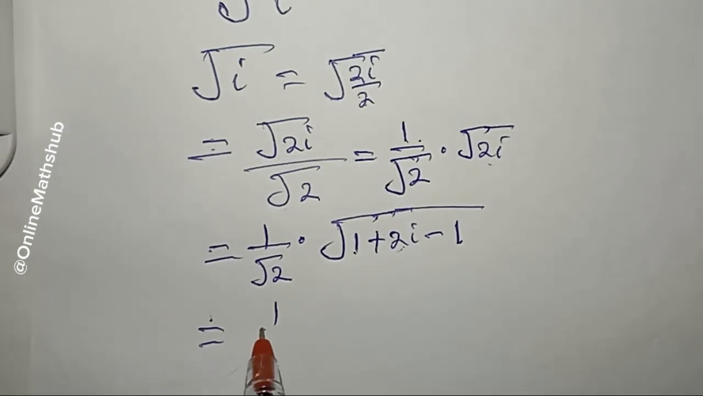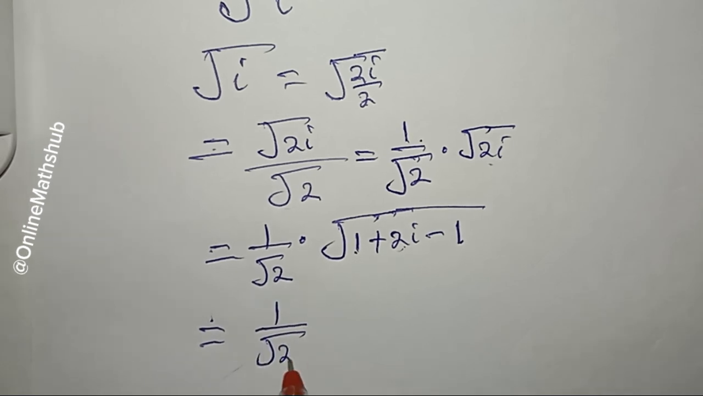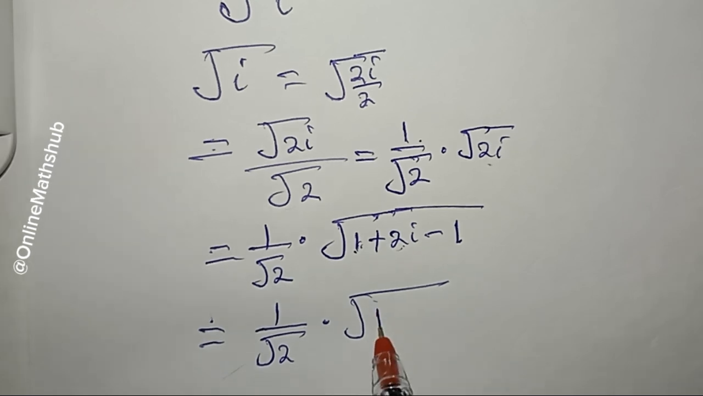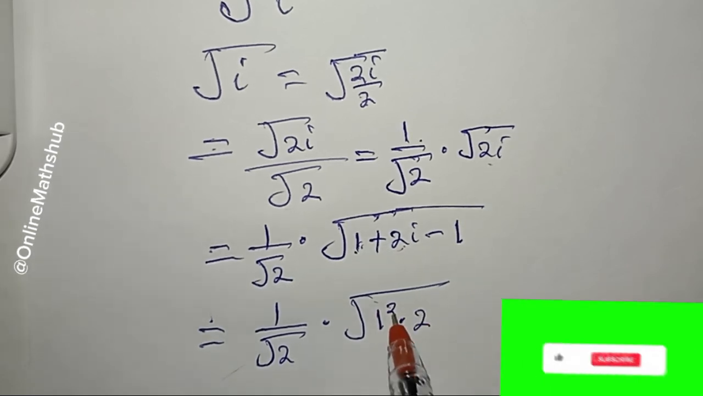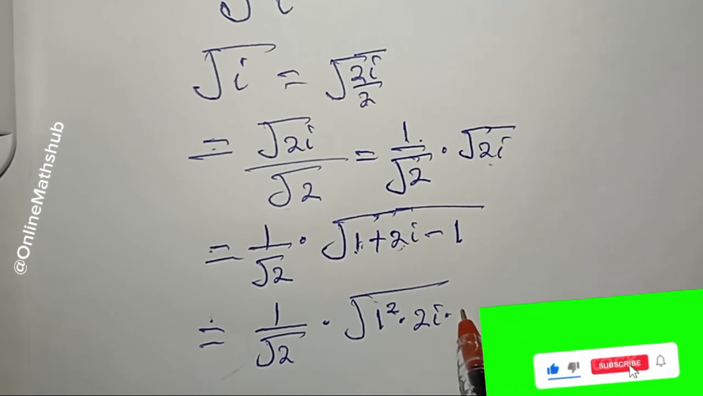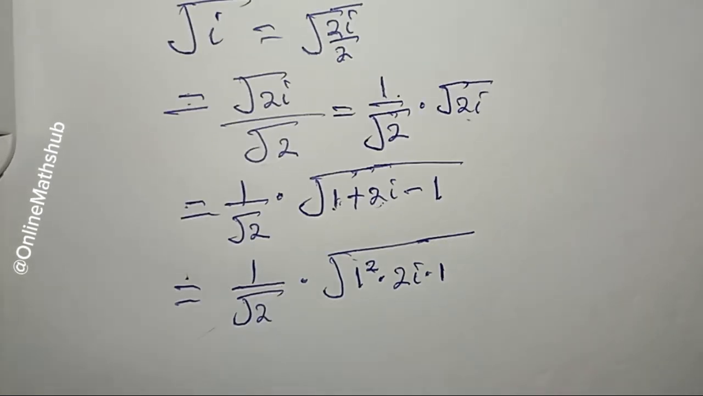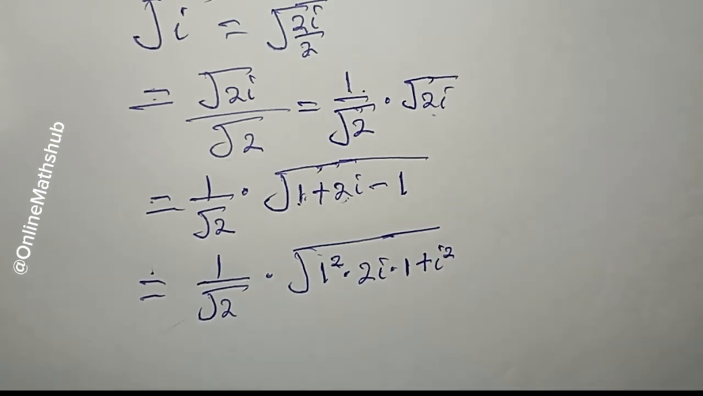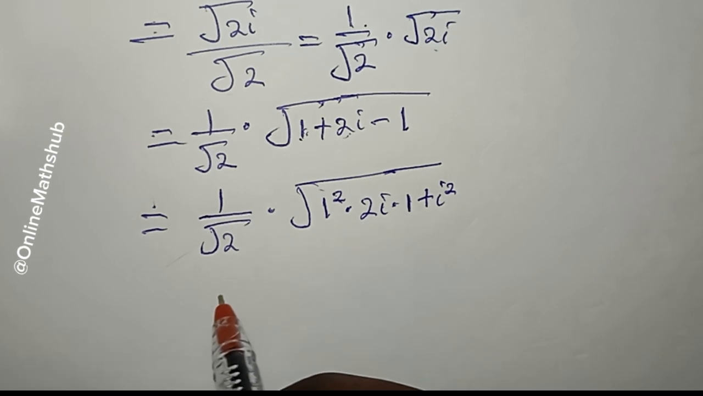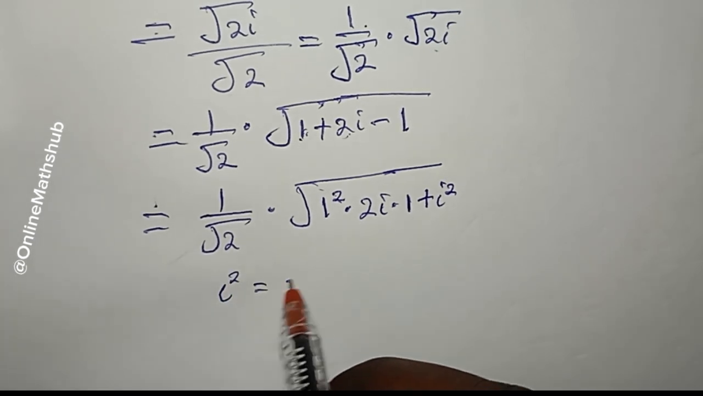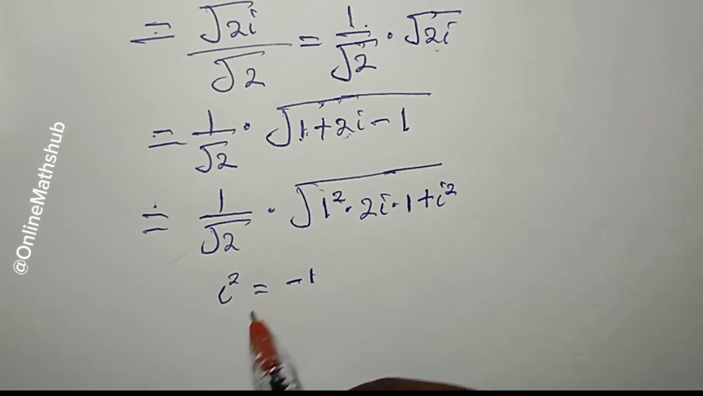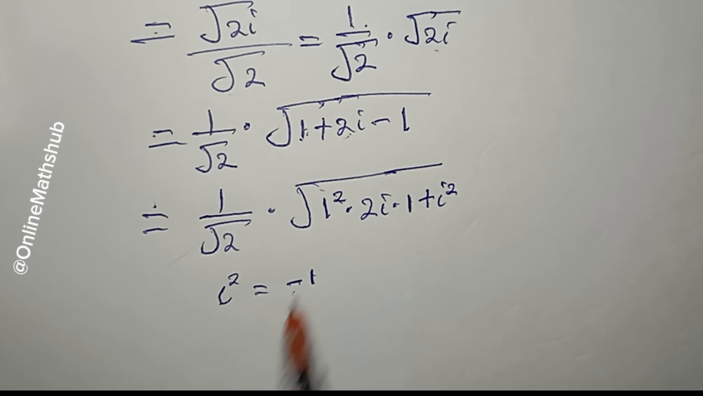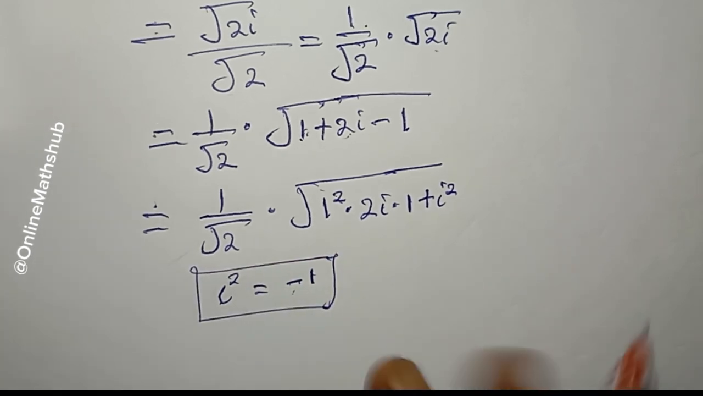So this is equal to 1 over root 2 multiplied by, I can write this 1 here as 1 squared, multiplied by, I can also write this 2i here as 2i times 1, and then of course I can write this minus 1 here as i squared. Of course, you can remember that i squared is equal to -1. If you now want to find out i, it is root -1. So this is what I just used right here.